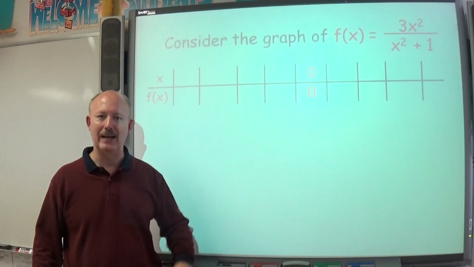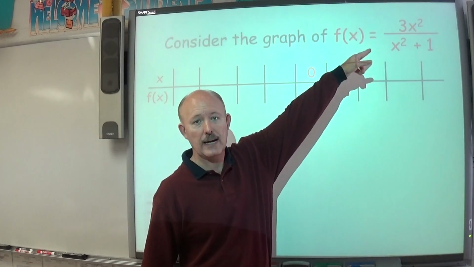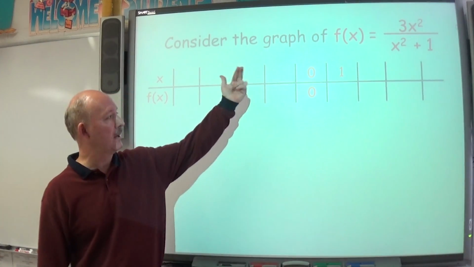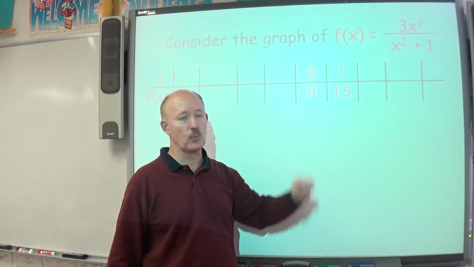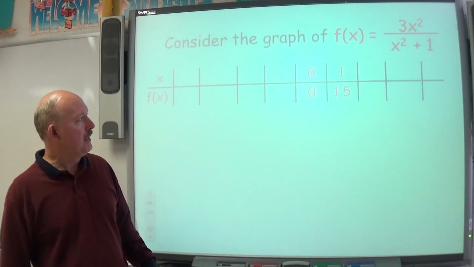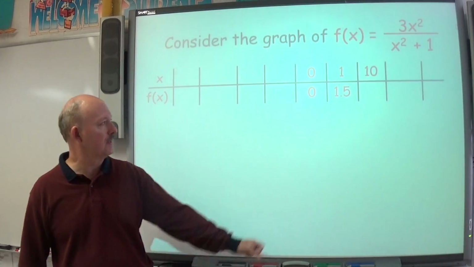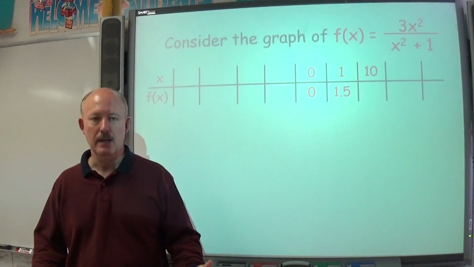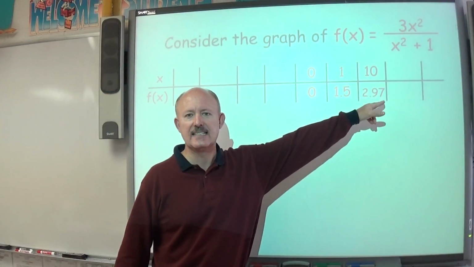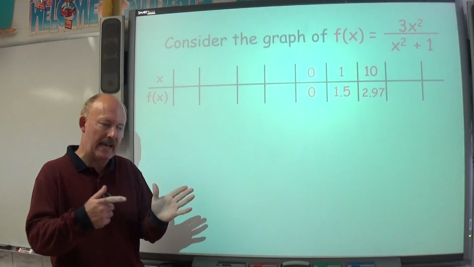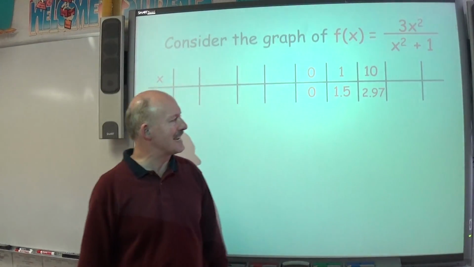Now let's let x get a little bit bigger. What if x is positive 1? Substituting 1 in for x gives us 3 over 1 plus 1, 3 over 2, which is 1.5. So when x is 1, y is 1.5. So y is getting bigger. Let's let x get to be an even bigger number. What if x is 10? If we substitute 10 in for x, the corresponding y value is 2.97. So now x is getting bigger and bigger, and y is increasing also. We went from 1.5 to 2.97.